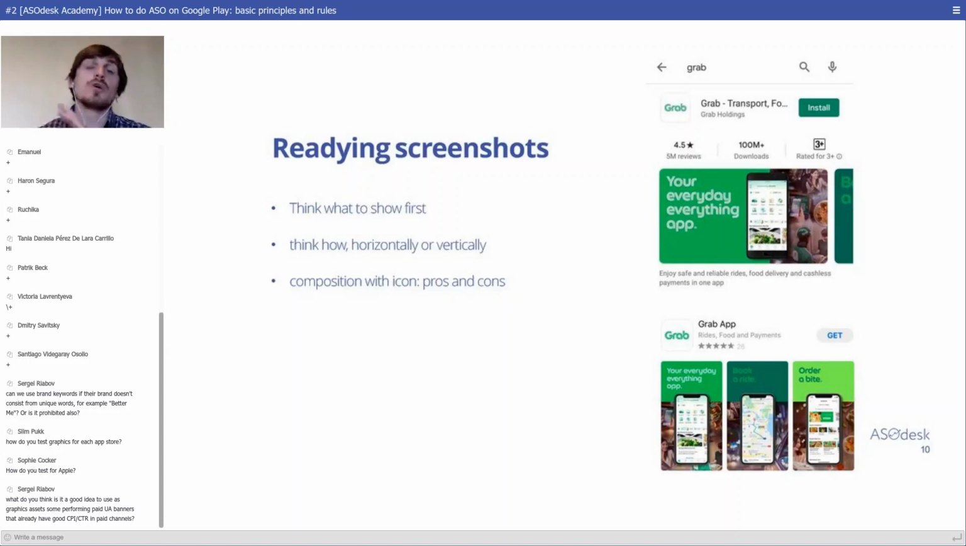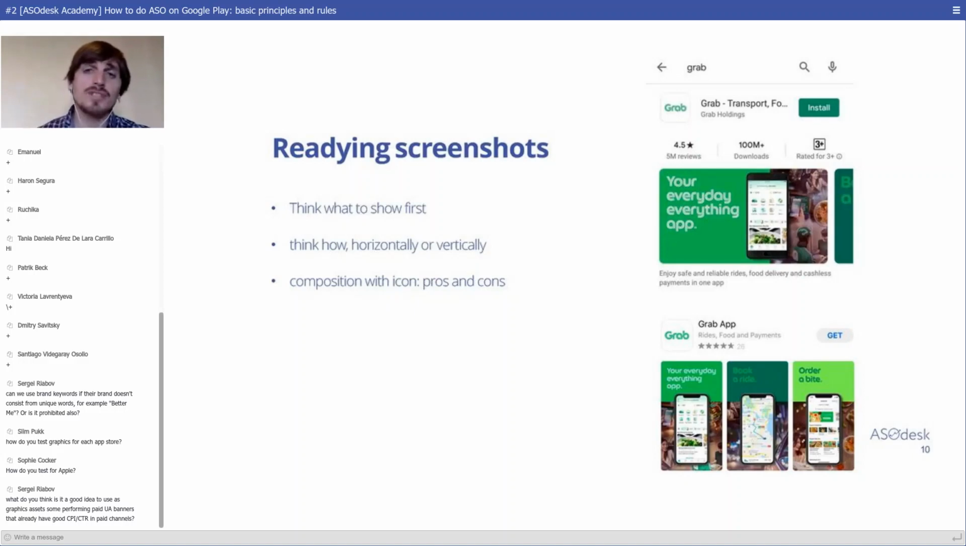So on Google Play, they deliver a very important message about graphics: that this is your everyday everything app. And look, on App Store, this is a totally different story. That's what I am talking about in this lecture, about the importance of dividing these processes of preparing graphics for Google Play and App Store.